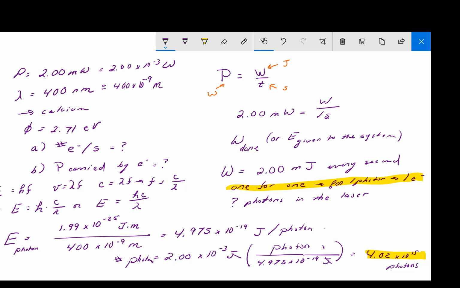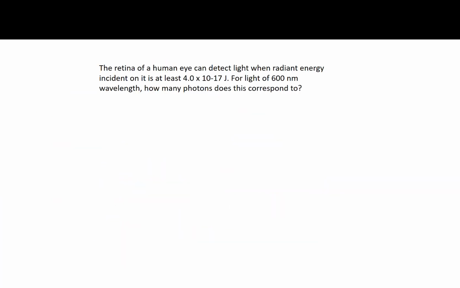And part B, I'm not going to do. We don't do it in our class. The next problem: the retina of a human eye can detect light when radiant energy incident on it is at least 4 times 10 to the negative 17th joule. For light of 600 nanometer wavelength, how many photons does this correspond to?